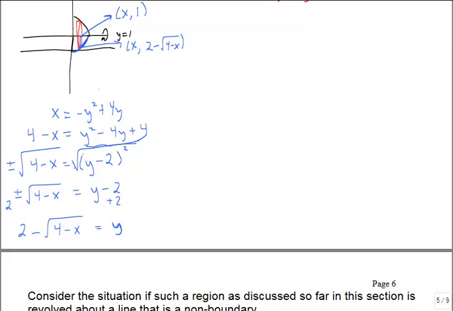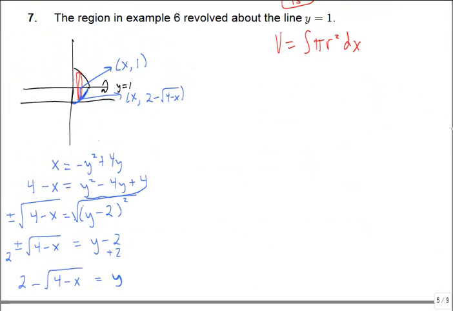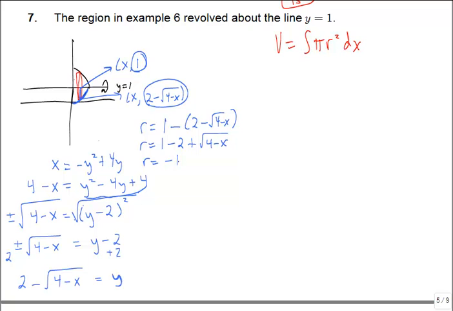So now that I have my two y coordinates, I want to get this vertical distance, that radius function, which is going to be the top y value minus the bottom y value. So this is going to be that 1 minus all of this, and use parentheses around it because we do need to distribute that negative. So this is going to become 1 minus 2 plus square root of 4 minus x, which becomes negative 1 plus square root of 4 minus x. So that's what our radius function is going to be over here.